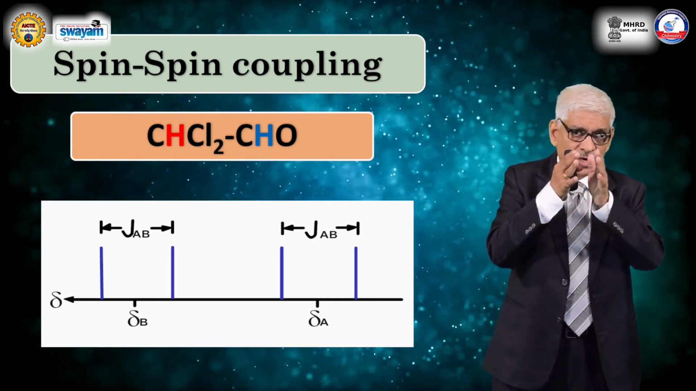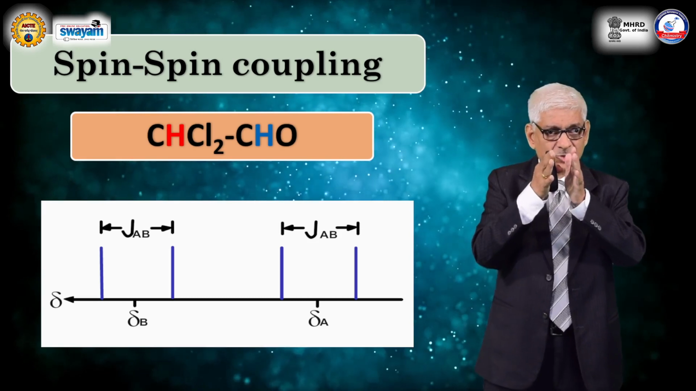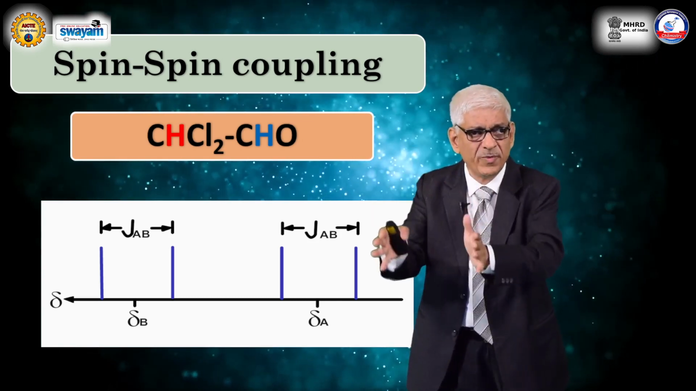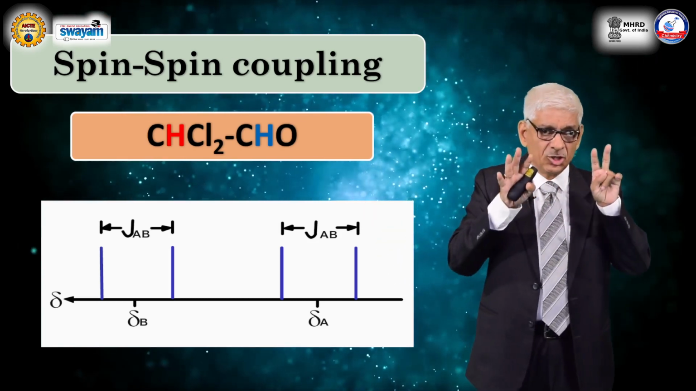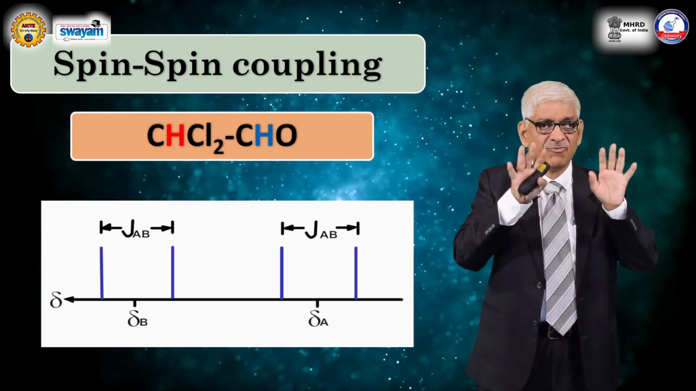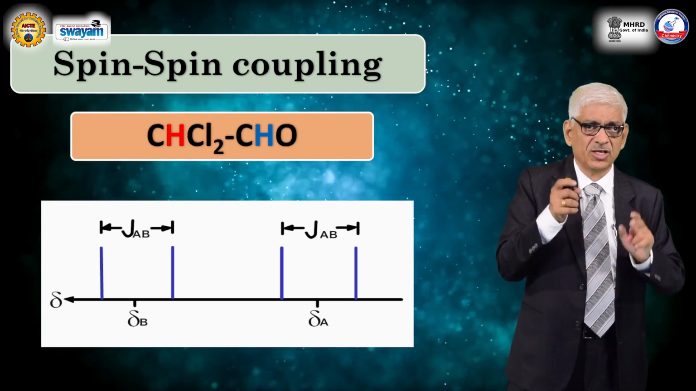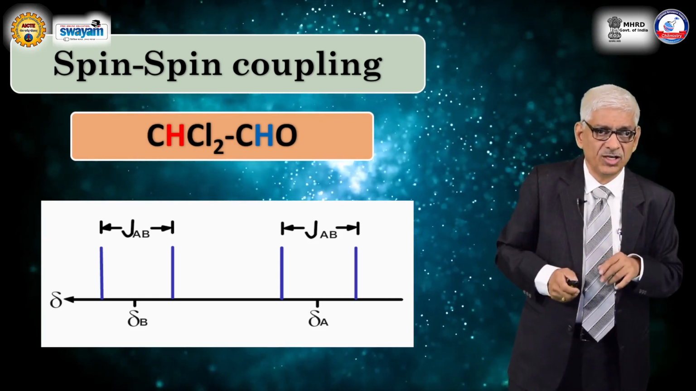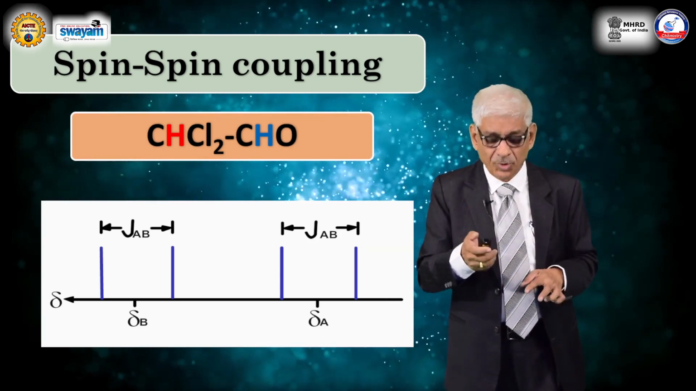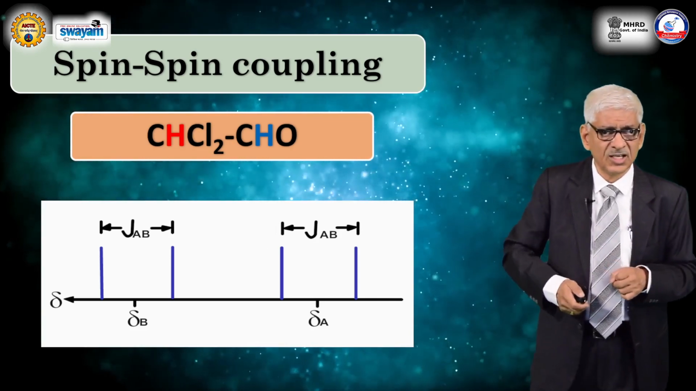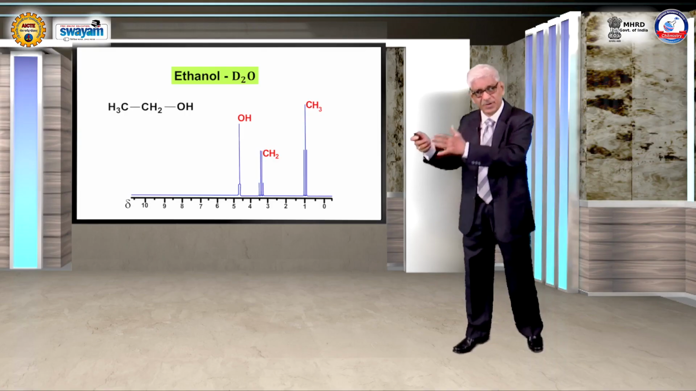Just as the red proton will be split into two, the blue proton also will be split into two, so you will get two doublets for this particular molecule. In the proton spectrum we will have two doublets for the individual protons. So this is illustrated here in an experimental example.